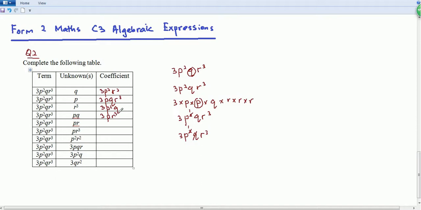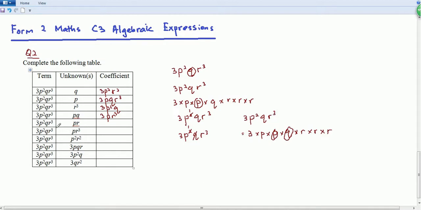r cubed. If you feel that this method make you confused, you just do it this way. 3p square q r cubed. So you write out it in expanded form. 3. You have 2p here, 1q, and 3r. Okay, so the question is talking about pq. You just circle the p, circle the q, and the rest you just copy. 3p r cube. Oh, sorry, I forgot to write r here. So we have 3r, so r cube.